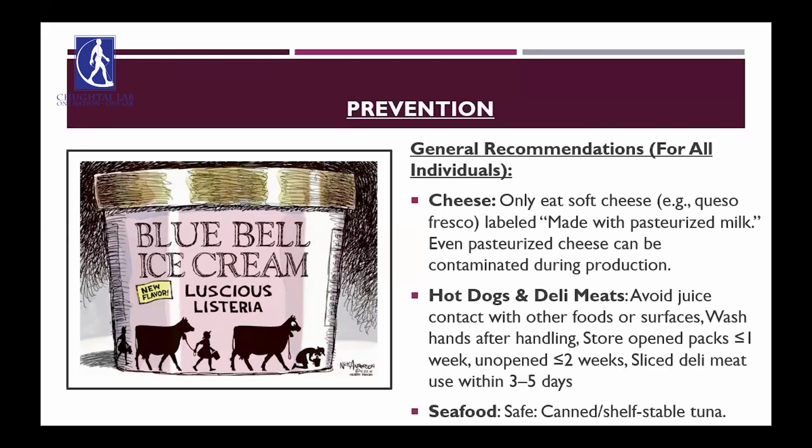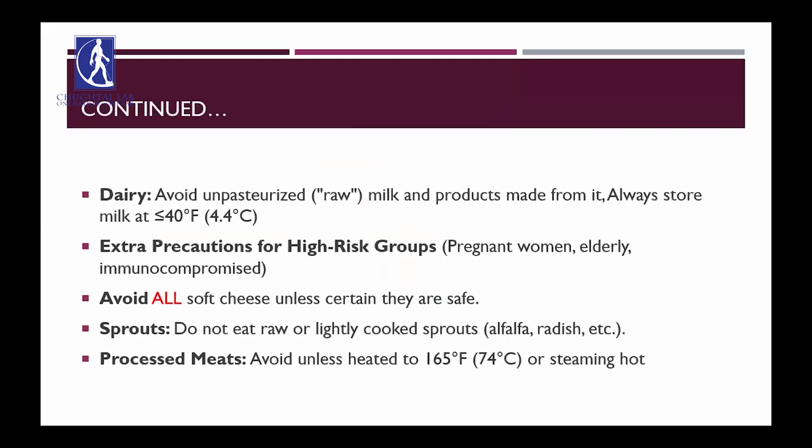Seafood should be canned and shelf stable, such as tuna. Avoid unpasteurized milk and products made from it. Always store milk at 4.4 degrees. Extra precaution should be taken in every high risk group. Avoid all soft cheeses until certain that they are safe. Do not eat raw sprouts or lightly cooked sprouts. Avoid meat until it is heated to 167 degrees or steaming hot.